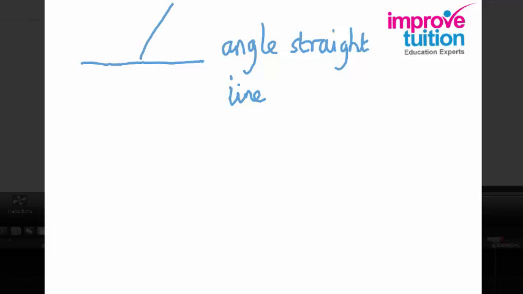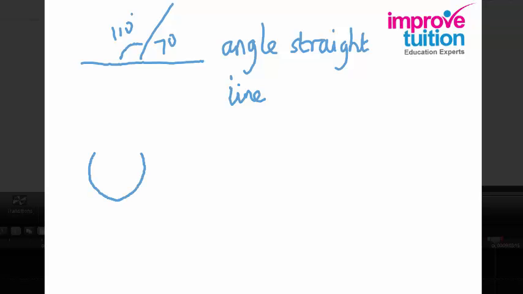Okay, so you should also know what an angle on a straight line is. If it's a straight line and you have an angle, and if one side is, say, 120, then the other side will be 60. If one side is 110, then the other side will be 70. The reason being is that angles on a straight line will always equal 180 degrees.